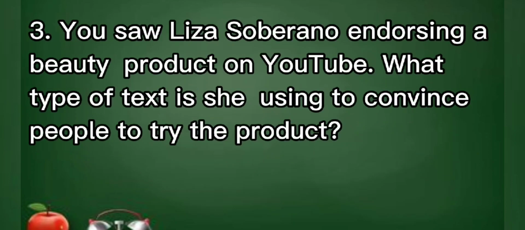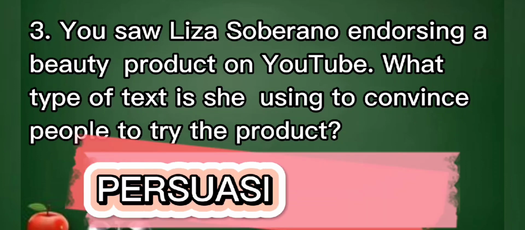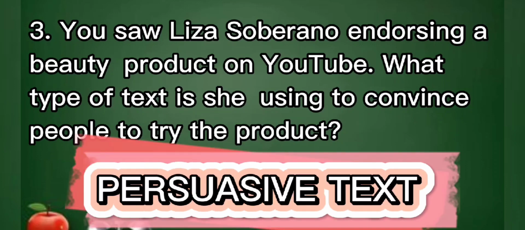Number 3. You saw Liza Soberano endorsing a beauty product on YouTube. What type of text is she using to convince people to try the product? You got it right! Persuasive text is used to convince people.